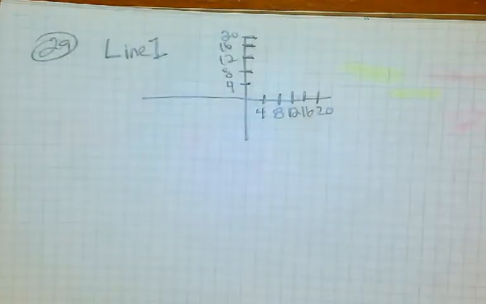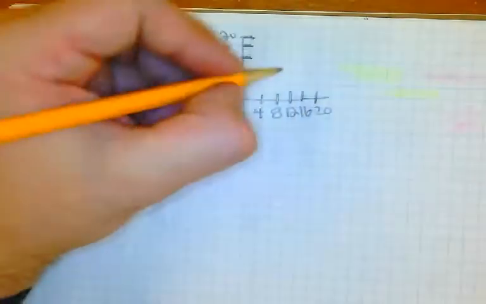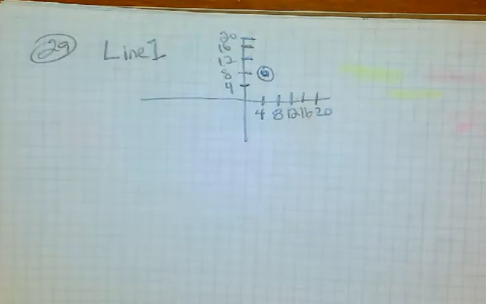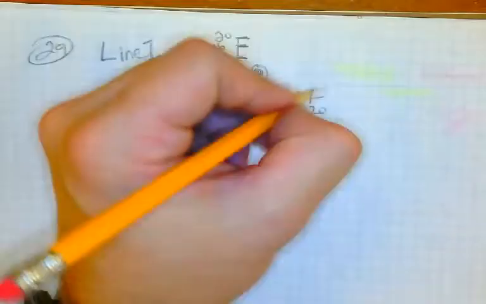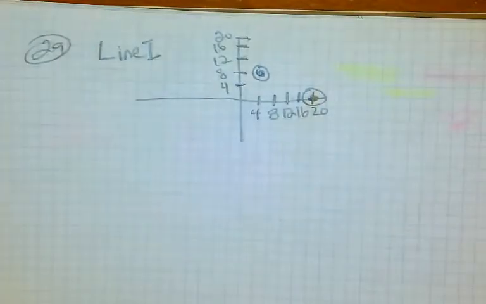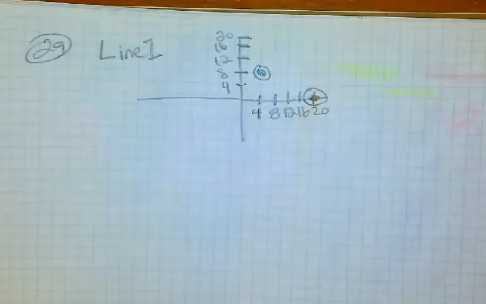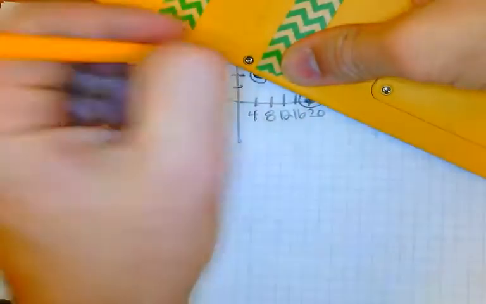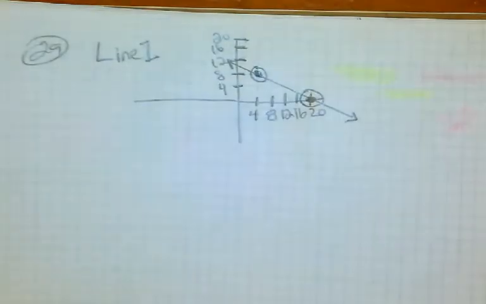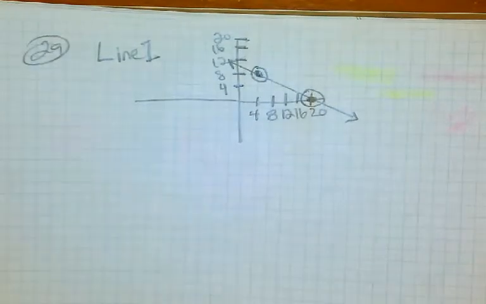Okay. Now you've got all those pieces. First coordinate point comes over here to 4, 8. Second coordinate point comes down here at 20, 0. And that's line 1. So once you get your 2 coordinate points down, come on in with a straight line. Make it a line. All right, line 1. Line 2.